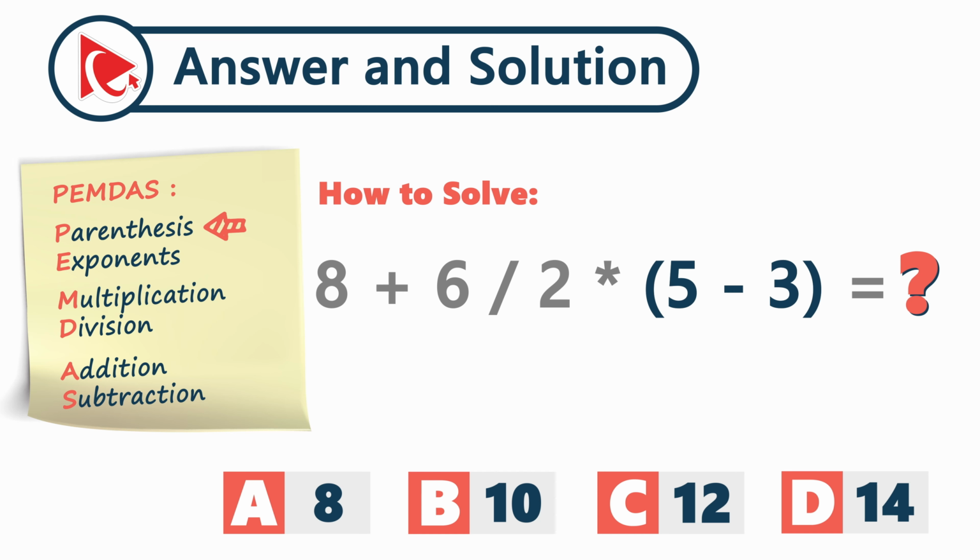Let's start with parentheses. 5 minus 3 equals 2. There are no exponents here, but there's multiplication and division. So where do you go from here? You go from left to right. 6 divided by 2 equals 3.